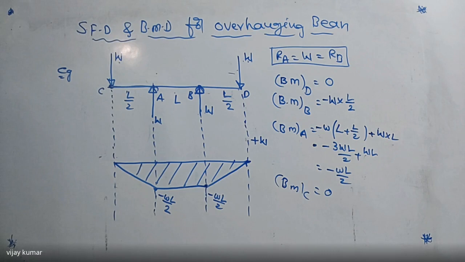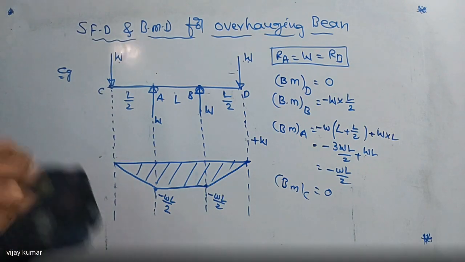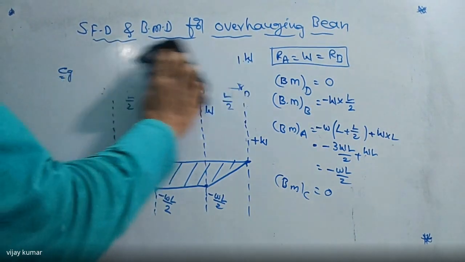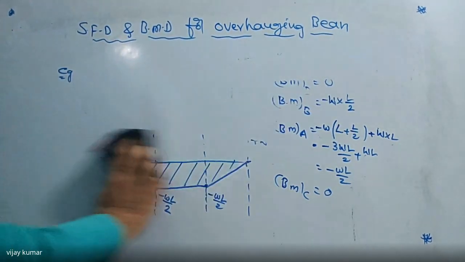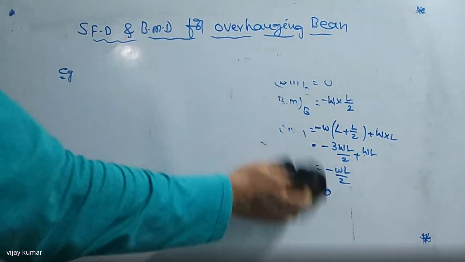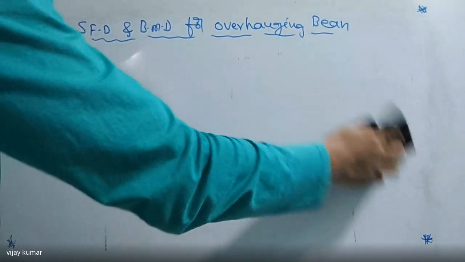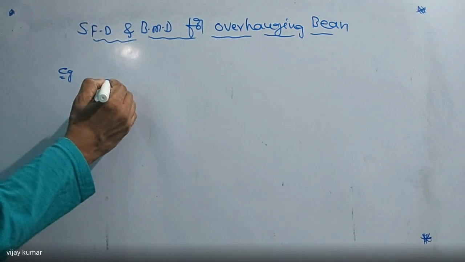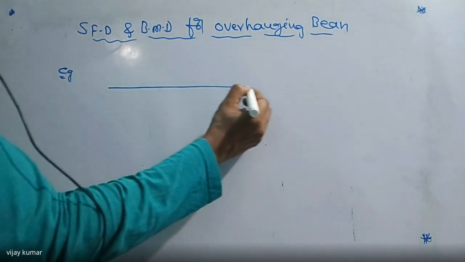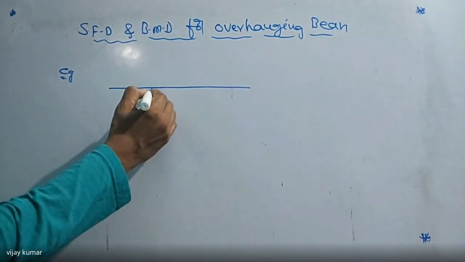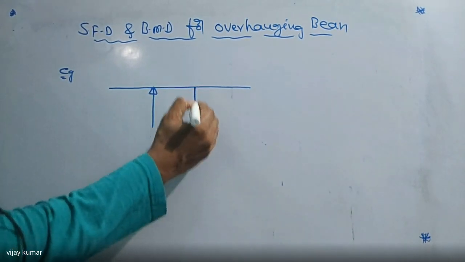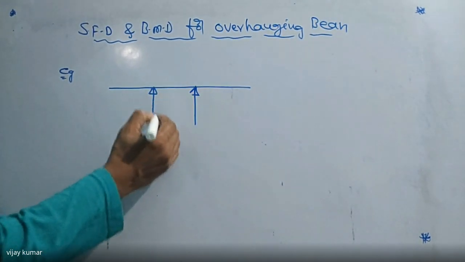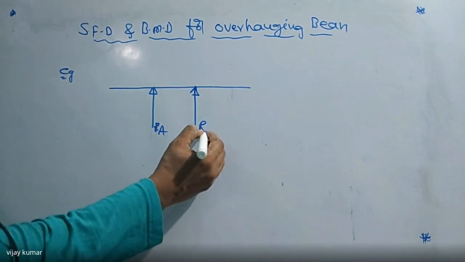Now I want to give you one or two more example problems on this overhanging beam. So listen carefully. I'm not giving any explanation, so please try to draw this diagram. Here I'm going to give this overhanging beam. There must be two supports. This one is RA and this one is RB.